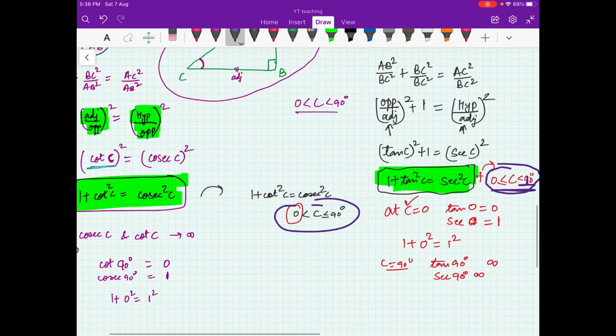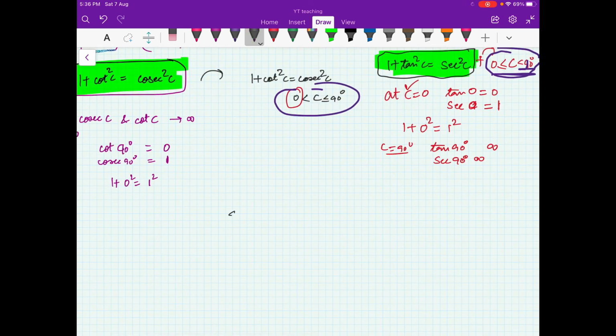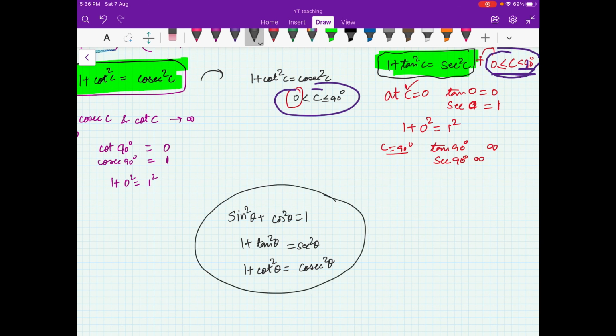Okay, so let me summarize. We have these three identities: sine square theta plus cos square theta is 1. Then we have 1 plus tan square theta is equal to secant square theta, which we proved last. And then we have 1 plus cot square theta is equal to cosecant square theta. Right? So these are the formulas which you should remember, and they will be very helpful to you when you are solving trigonometric problems. So in the next video, we will practice some questions which are based on trigonometric ratios.